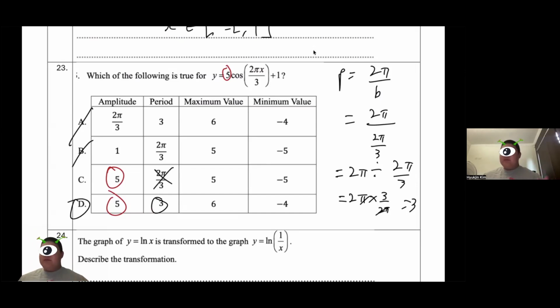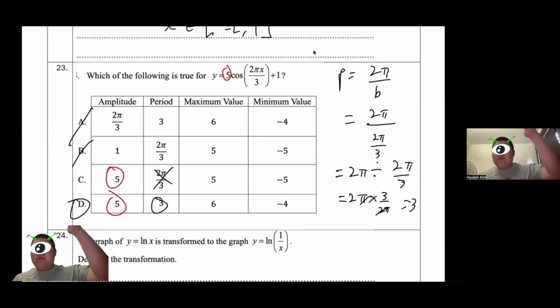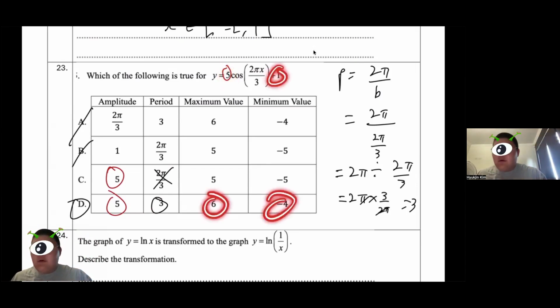Worst case, sometimes they might not have given you the periods to be separate. Then you will know the +1 elevates every value by 1, and then the amplitude of 5 will make it go up by 5 or go down by 5. So it should have been 6 to -4.